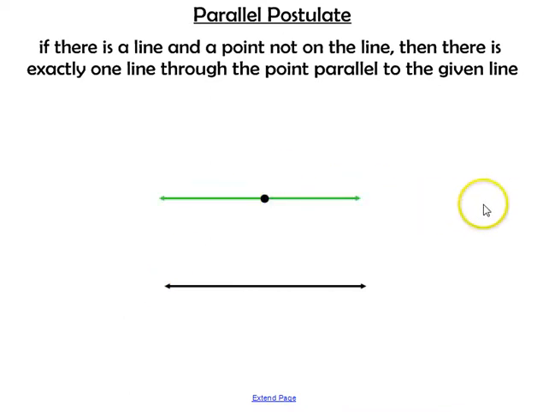So other than that green one, there's no other line that exists that can be parallel to the black one and go through that point.